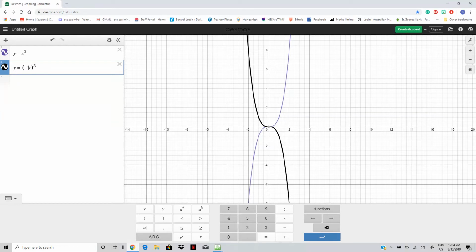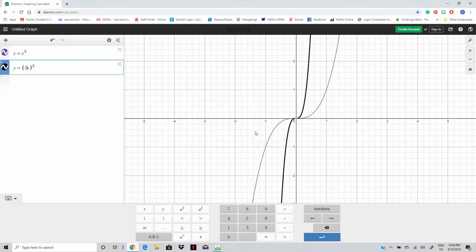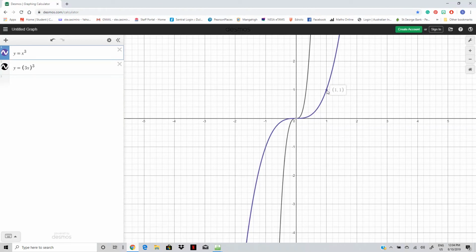If we have 3, there's your point (1, 1). Because we have a 3, we're translating it across, so it's a third of that value there. So the x changes, not the y. That's why you get a scale factor of a third. It's a third of this size. So we're looking at the horizontal dilation here.